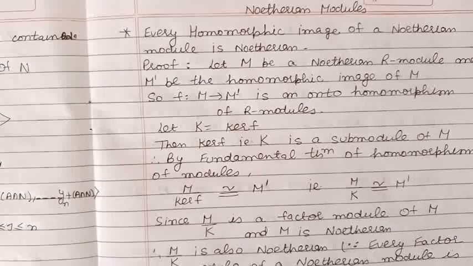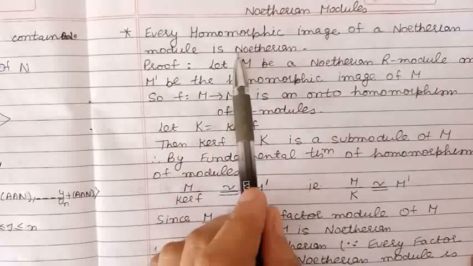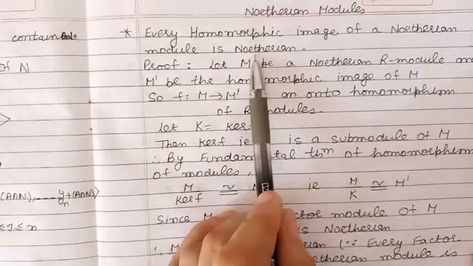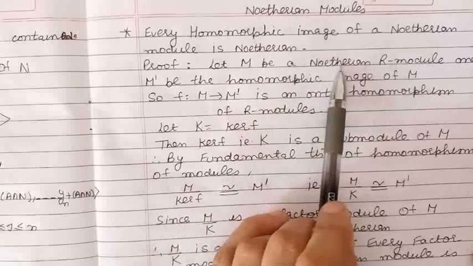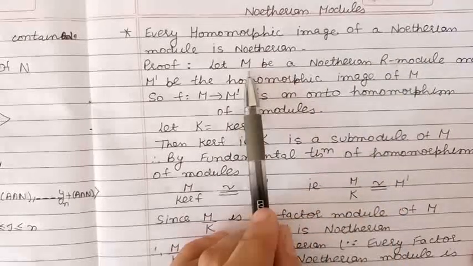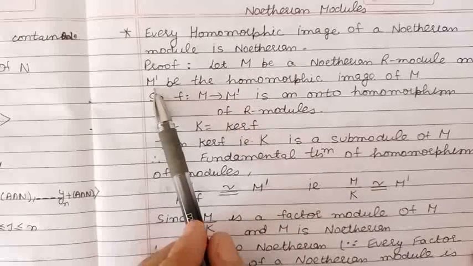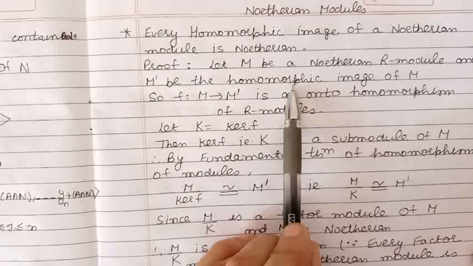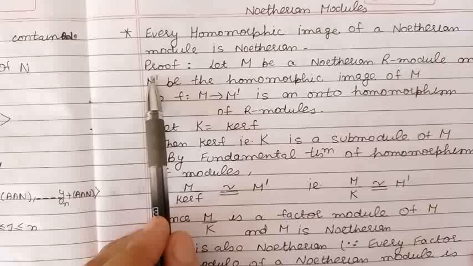Good morning, students. In today's lecture, we will discuss some important theorems related to noetherian modules. So, our first theorem is to prove that every homomorphic image of a noetherian module is noetherian. So, let us take a noetherian R module M, and let us take M dash as a homomorphic image of module M. We are to prove that M dash is a noetherian R module.